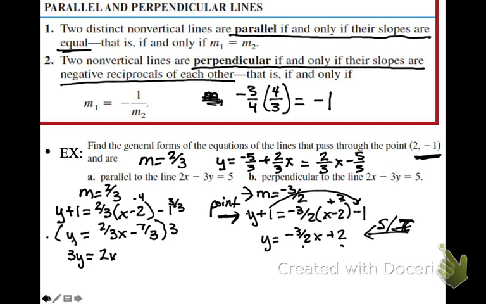2x minus 7. Now I have to set it equal to 0 and have a positive x, so I have to move everything to the right. Correct? So I would have 2x minus 3y minus 7 equals 0. And it has to be x, y, constant. Has to be in that order.